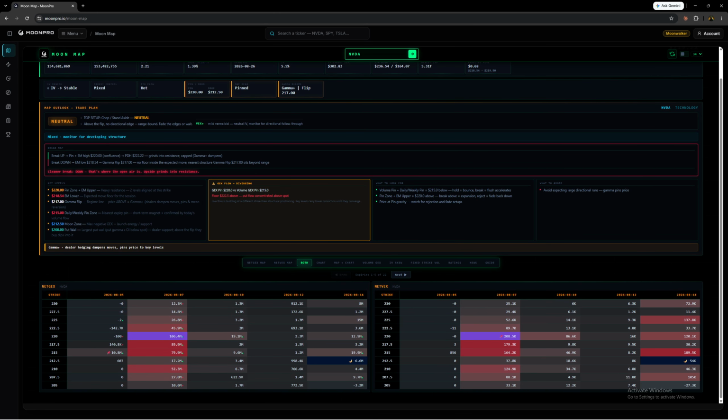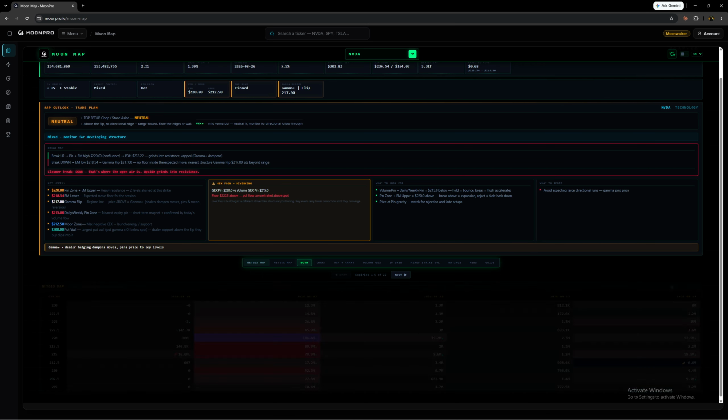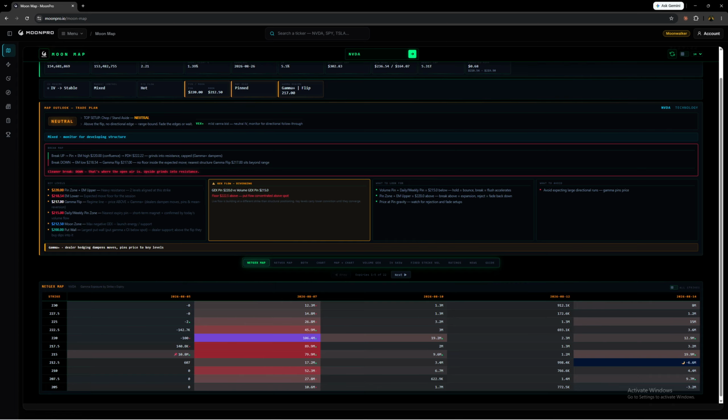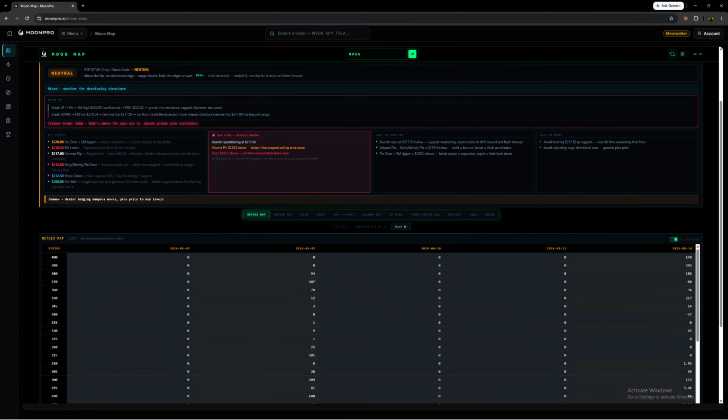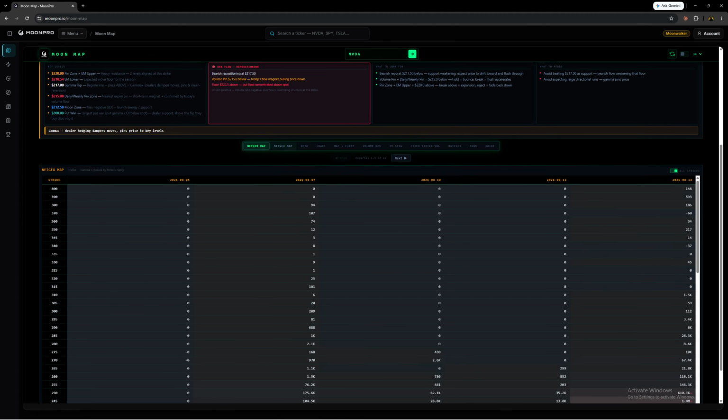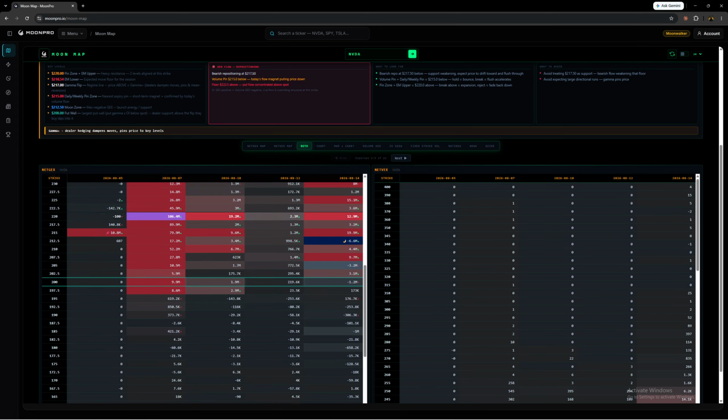Here we have our key levels: pin zone, the expected move lower, expected move higher, and the gamma flip here. And let me click so we can see all the strikes here. So with Moon Maps, you do have the option to see all the strikes that are available on the chain for whatever ticker you're looking at.